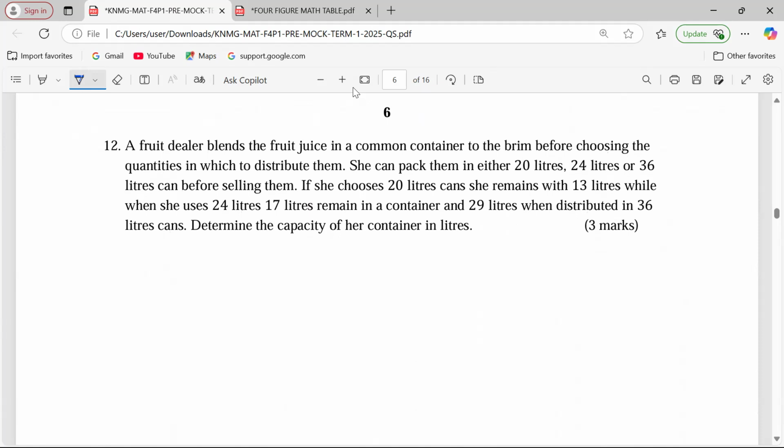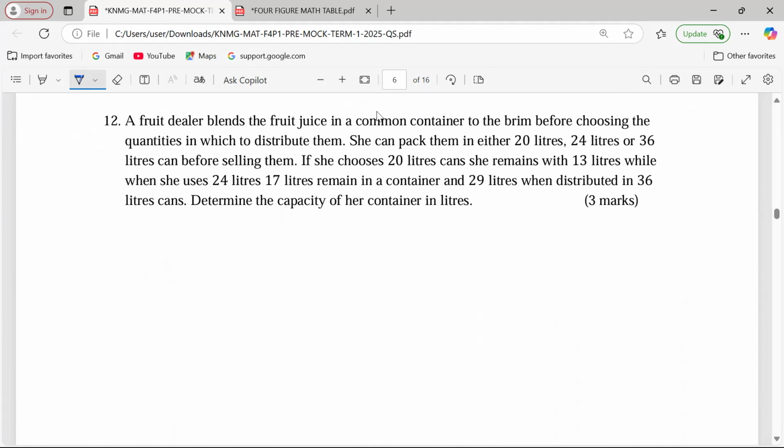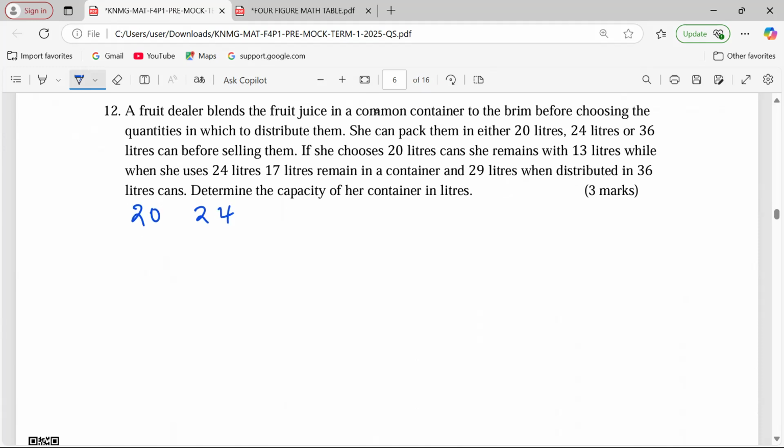So she's having a big container, and from that container, she can pack the juice in either 20, 24, or 36. Let us check first which common container can be filled by 20, 24, and 36. And that becomes now the least common multiple, because we need something which can be divided uniformly by 20, 24, and 36. So the LCM of 20, 24, and 36.